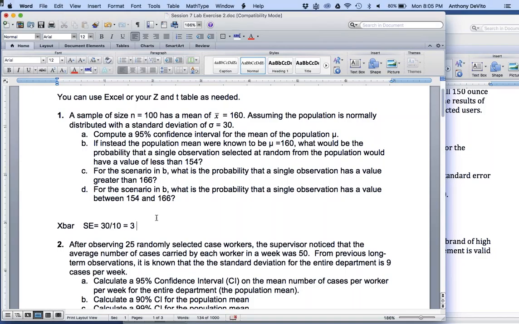So now I know that my sample mean is equal to 160, right? So my 95% confidence interval is going to be two standard errors on either side of that, right? So it's going to be equal to 6 taken from 160, which is 154, and 6 added to 160, which is 166. The 95% confidence interval is going to be 154 to 166.